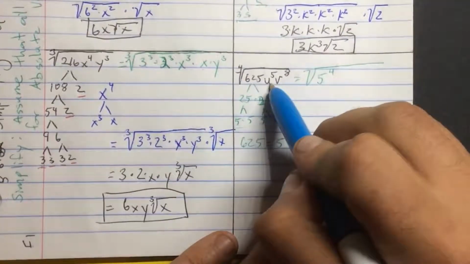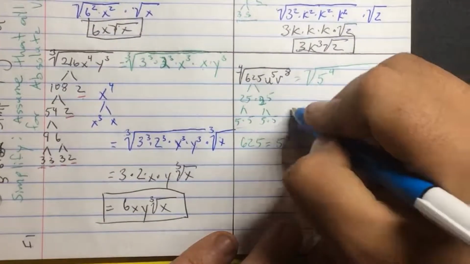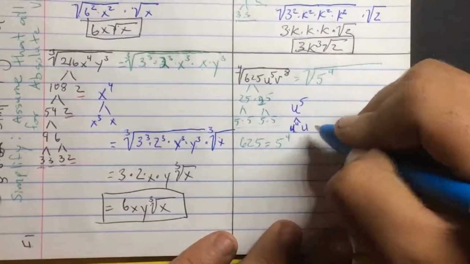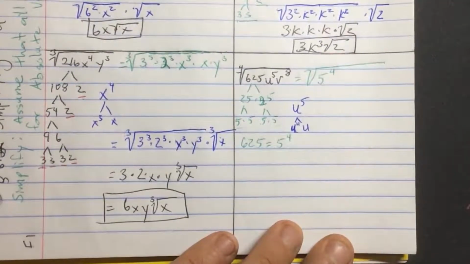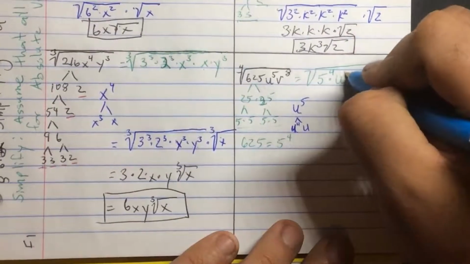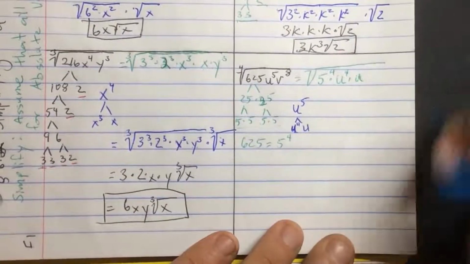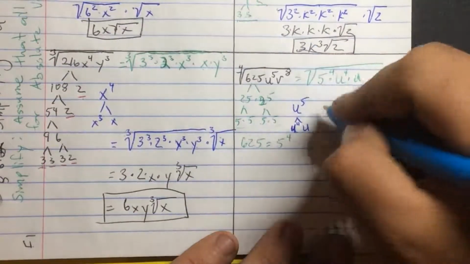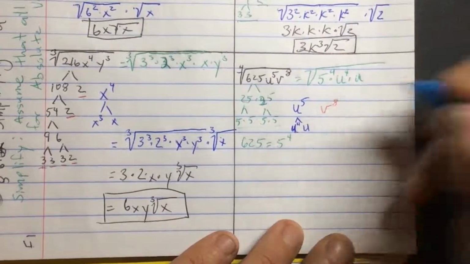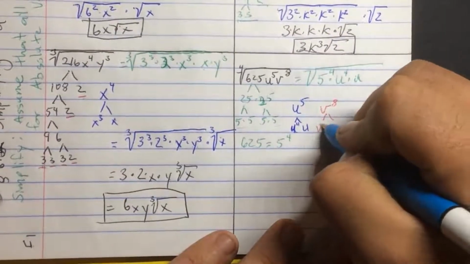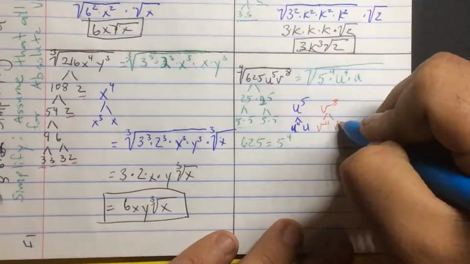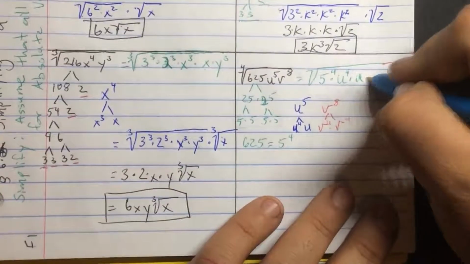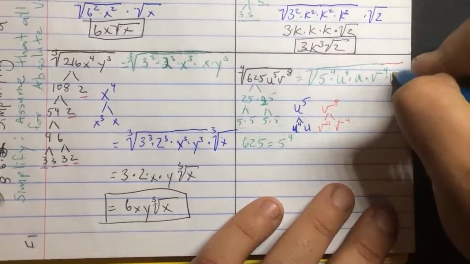Then we have our u to the 5th power. U to the 5th power can be broken down as u to the 4th power times u. So we'll go ahead and add times u to the 4th power times our u that's left over. Then we have, see that one in red, v to the 8th power, and v to the 8th power can be broken down as v to the 4th times v to the 4th. So we're going to write that down as well: times v to the 4th times v to the 4th.